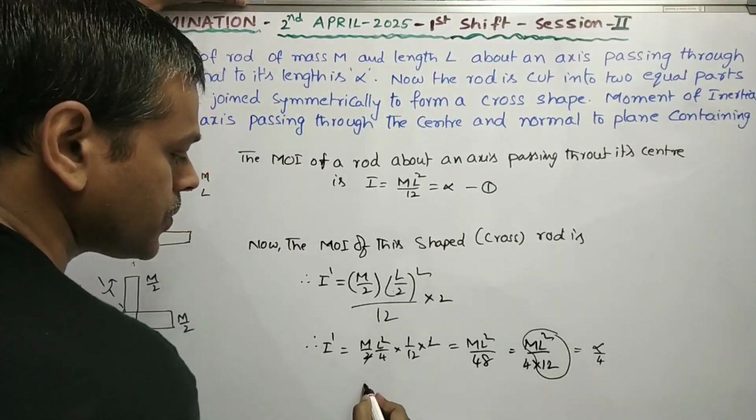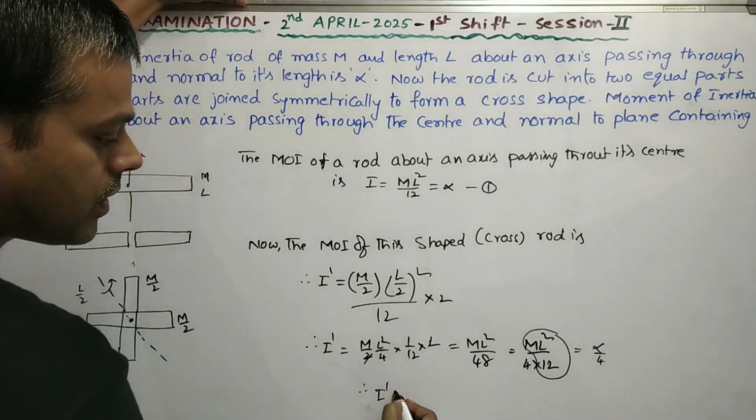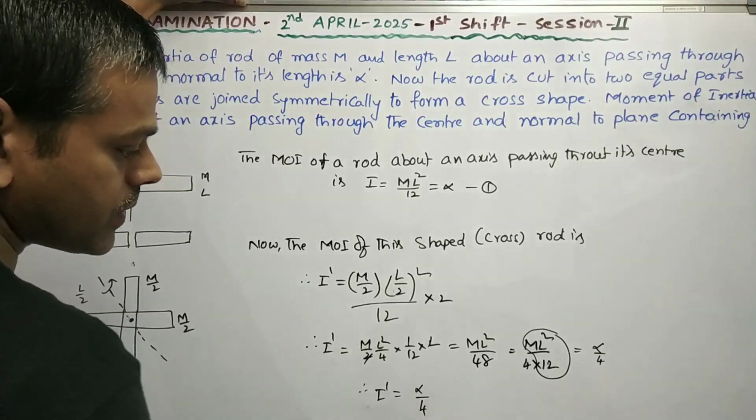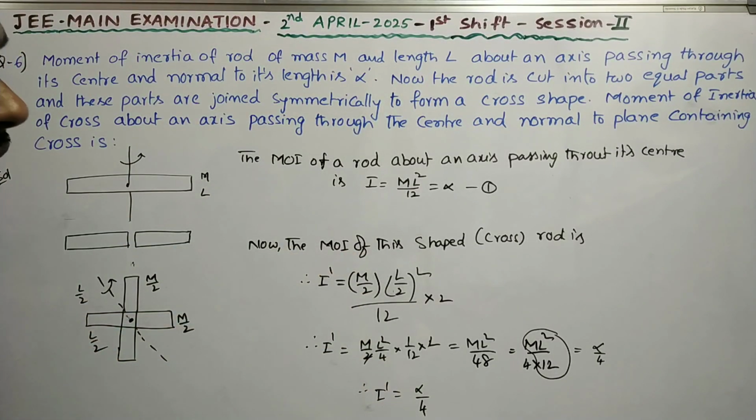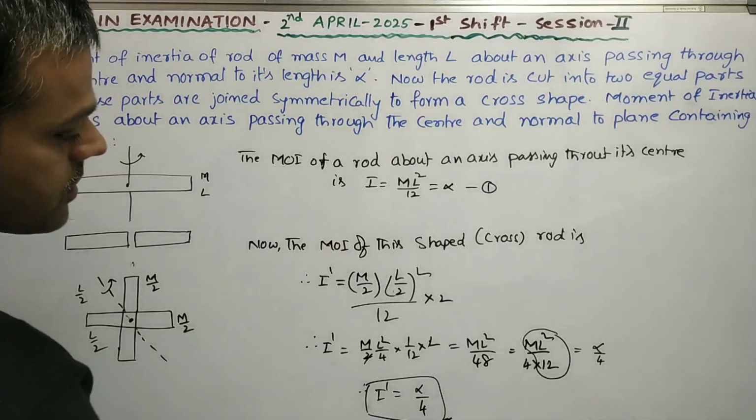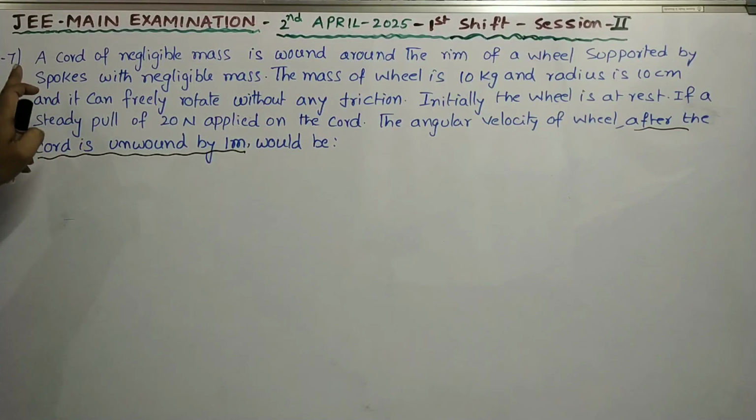Alpha by 4. So the new moment of inertia is equal to what? 1 by 4 times the initial moment of inertia. Okay? Right. This is the answer for this question. Okay, the seventh question.